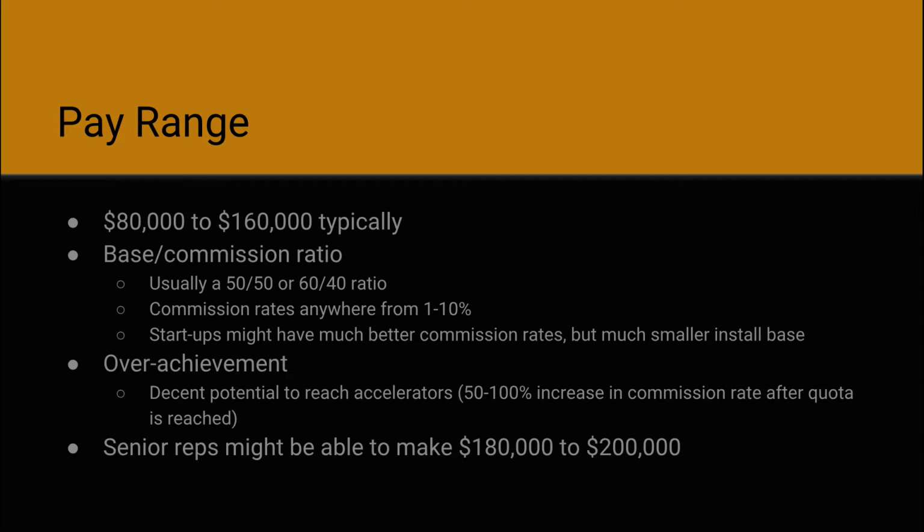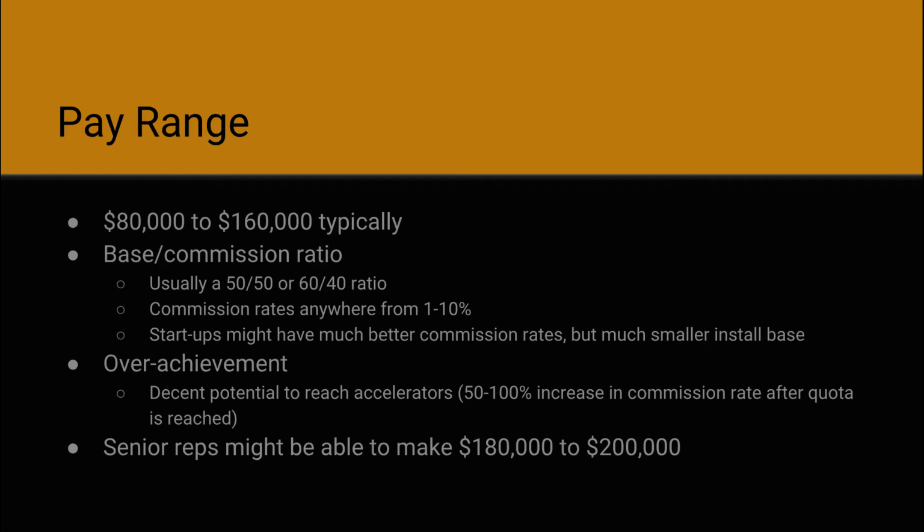I would say a lot of times it's usually a 50-50 ratio or a 60-40 ratio. It really depends on what the expectation of the role is, but sometimes you might even see something that's more heavily weighted towards the commission. Startups, it might be something really crazy where it could actually be a $50K base and then a $100K commission. So it really depends on what the expectations of the role are, how much they want you to expand their business, and what the commission rates would be.